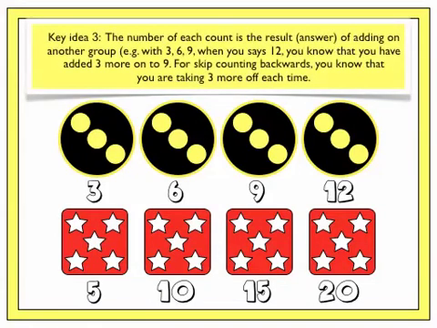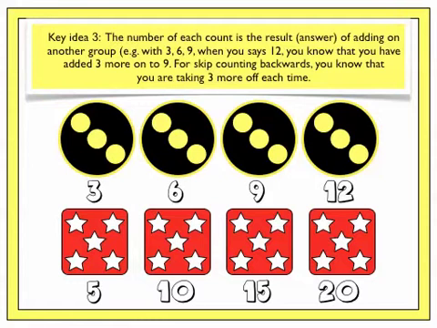The third key idea is this. The number of each count is the result, or the answer, of adding on another group. For example, in skip counting 3, 6, 9, when you add 12, you know you have added 3 more onto 9. For skip counting backwards, you know that you are taking 3 more off each time.